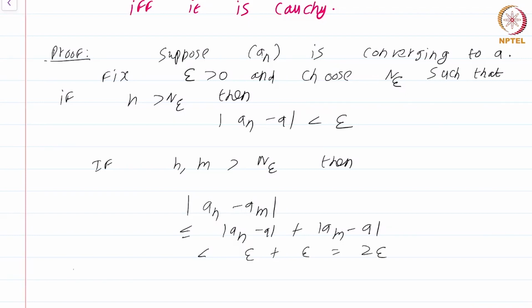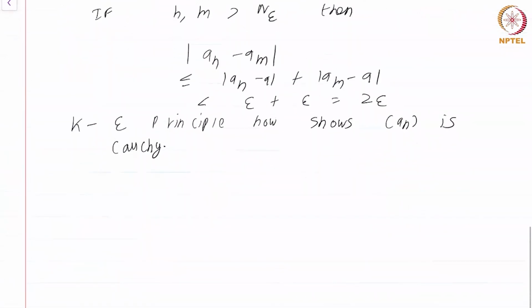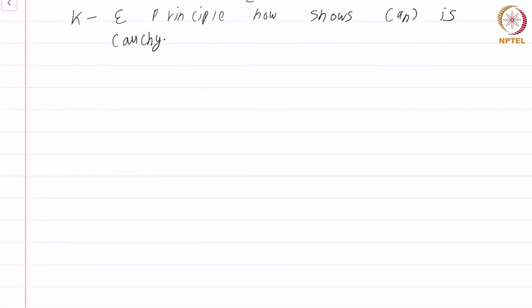And this combined with the epsilon principle now shows a_n is Cauchy immediately. Now the converse is a bit involved because we want to show that a sequence that is Cauchy is automatically convergent, and the definition of convergence involves this point, the limit a. Given an arbitrary sequence, it's not clear how to determine the limit. There is no algorithm for finding out the limit in any easy manner.